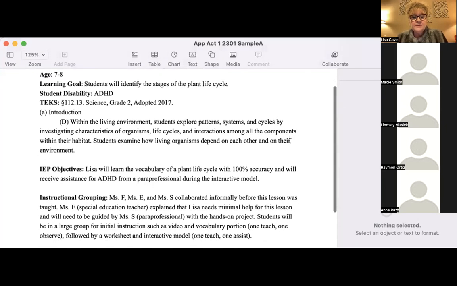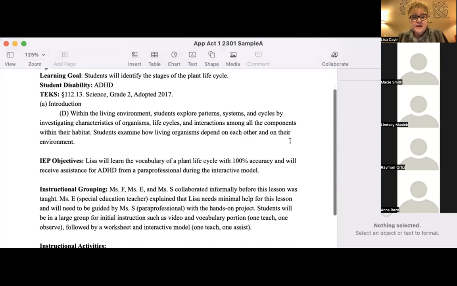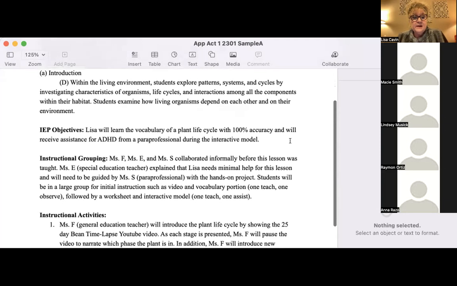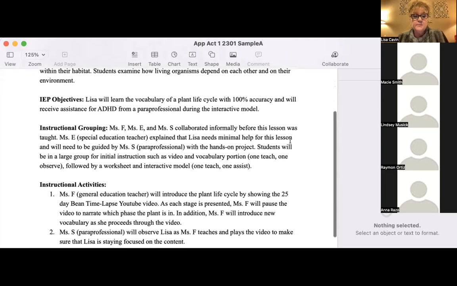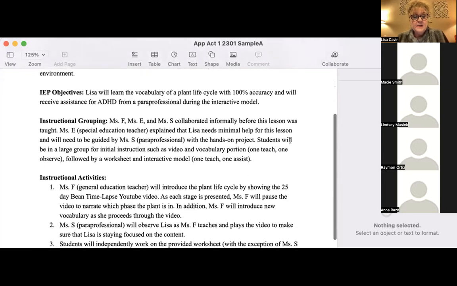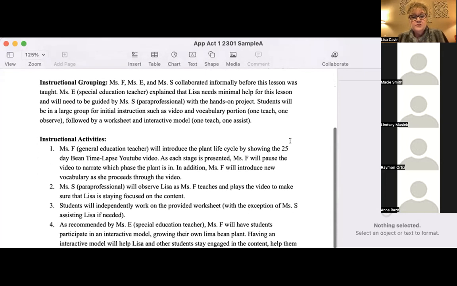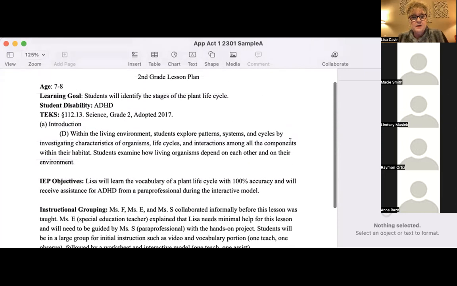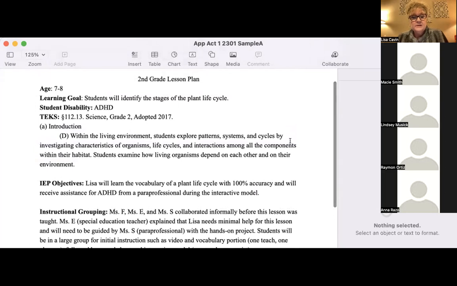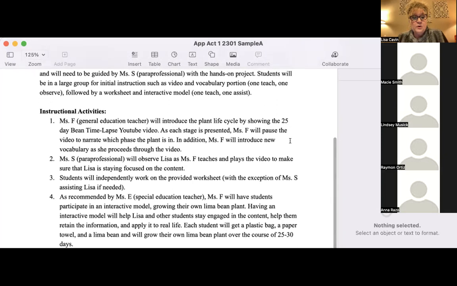And then the disability that they're focusing on is attention deficit disorder. And then they labeled the TEKS that they would be looking at. And then they wrote what the IEP objective is. Look, they chose my name as the child with a disability. They talked about instructional grouping, which teacher would have which role. It looks like in this group, there were 3 instructors. So we must have had an odd number in our group that year. And we had 3 people working together in this one, and they each took a role.